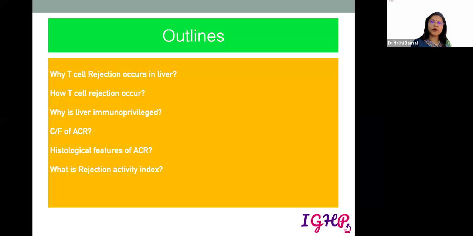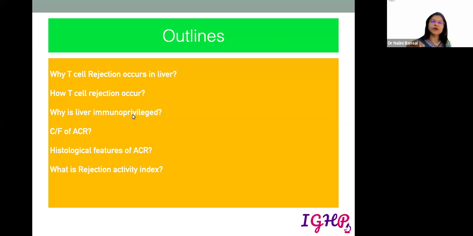The outline of this talk is going to be why this T cell rejection occurs in the liver. So when we talk of acute cellular rejection, we are actually talking about T cell mediated rejection, and we are going to discuss why this rejection occurs in the liver. Then how does this rejection occur in the liver, and why is the liver considered an immunoprivileged organ? When we discuss antibody mediated rejection, we would learn that the liver is considered to be a little immunoprivileged and you do not require any induction for a liver transplant. So why is the liver considered immunoprivileged? That also we'll be understanding.